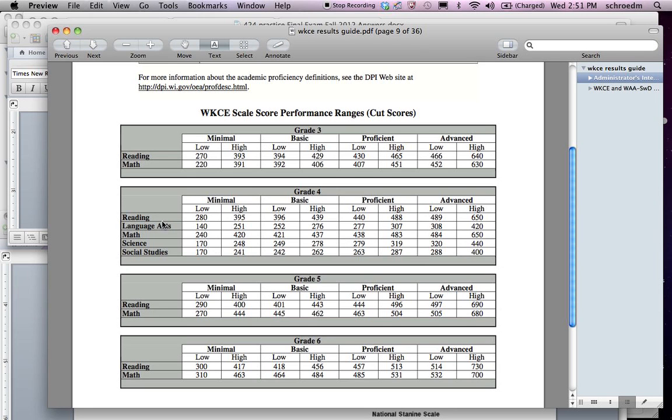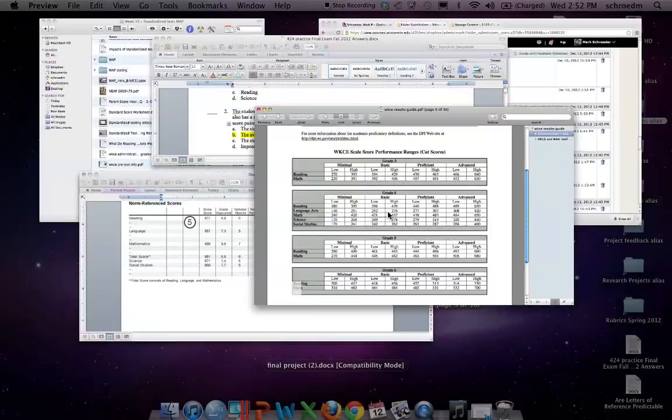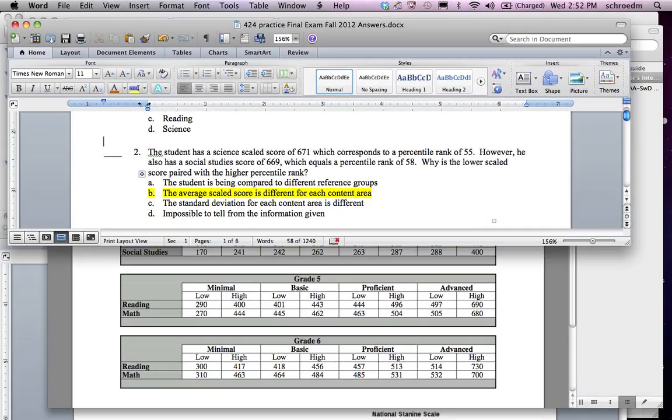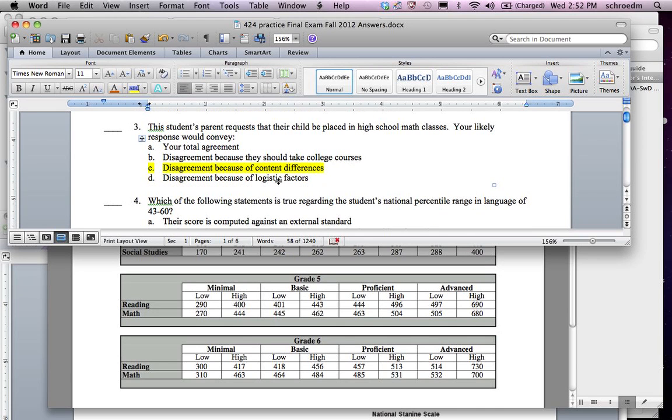So each one of these content areas is basically scaled in a different way. And the average scaled score, the score that represents the 50th percentile, is going to be different for each one. So that's one way to explain that.